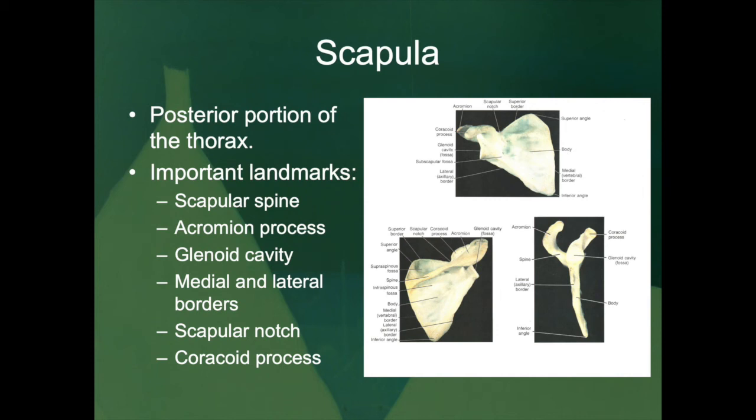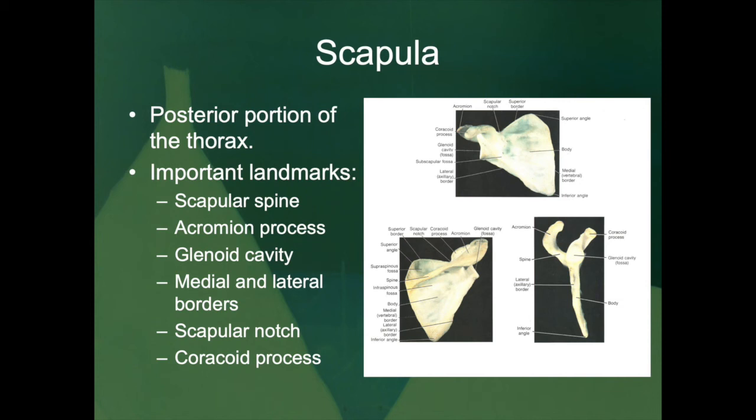The medial and lateral borders join together at the inferior angle, so at the base of the scapula itself, which also is quite thick and has a very unique shape.